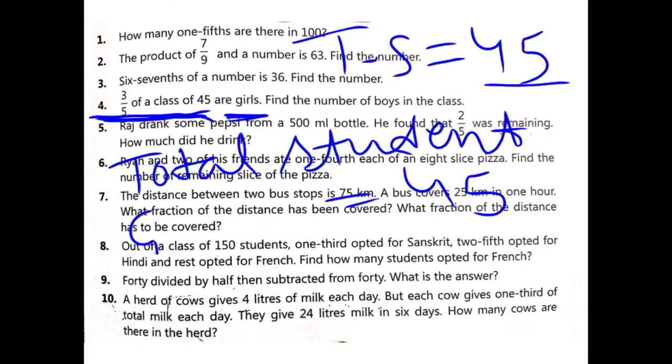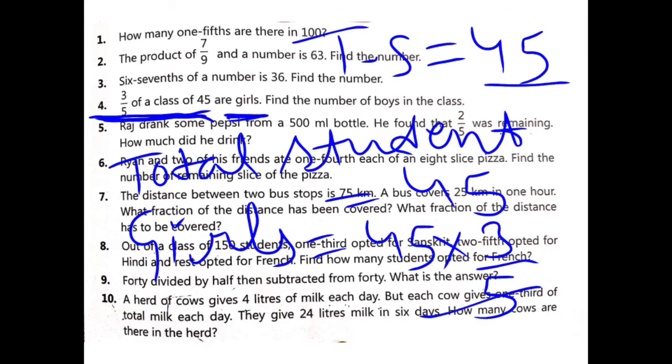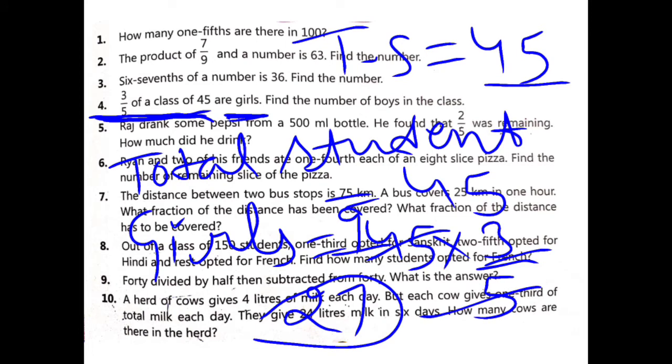So number of girls equals 45 multiplied by 3 upon 5. What does it become? 5 nines are 45. That gives you 9 multiplied by 3, 27. The number of girls is 27. Okay, I'm solving on the next page. You have to learn the amount. Total students are 45 and girls are 27.